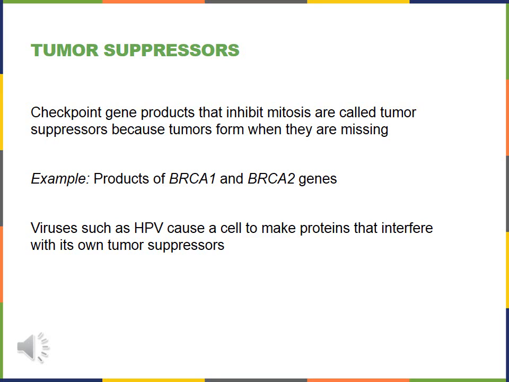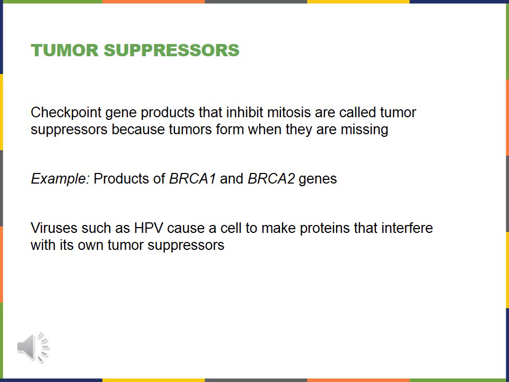Viruses such as HPV can cause a cell to make proteins that interfere with its own tumor suppressors. So in HPV and the BRCA gene, what's happening here are that the checkpoint genes are inhibiting mitosis, and so they are keeping mitosis from happening in some respect. And so of course they're called tumor suppressors. There we go.